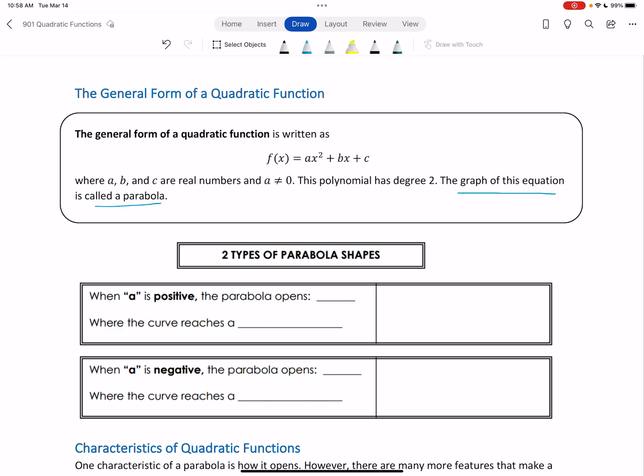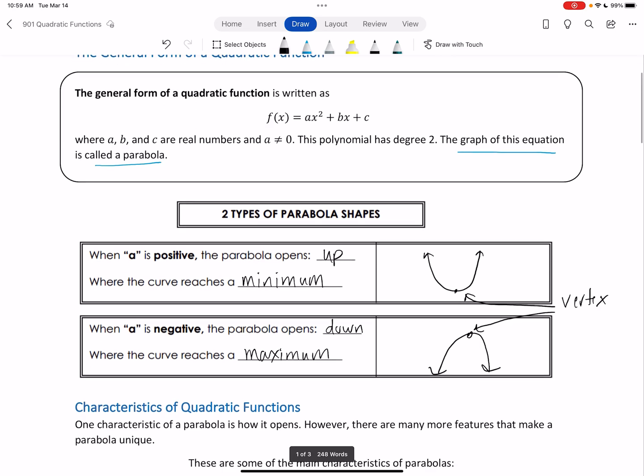So this a, the leading coefficient, tells you how the parabola is going to look. Is the parabola going to open up or is it going to open down? When a is positive, the parabola opens up like this, and the curve reaches a minimum at that bottom point there, which is called the vertex. Or if a is negative, the parabola opens down, and the curve reaches a maximum at that vertex. So that's the shape of a quadratic function. It looks like a parabola.